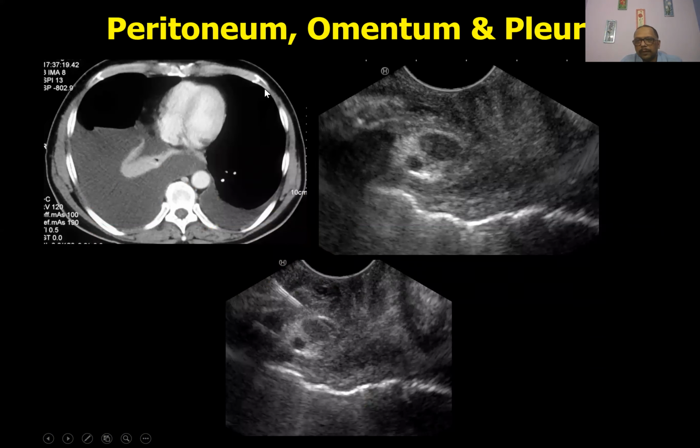Similarly, peritoneum, omentum, and pleura can also be sampled using an EUS. This is a patient with an undiagnosed pleural effusion. EUS could identify these pleural deposits along with pleural effusion, and sampling was done using a 22-gauge FNB needle and proven to be metastatic adenocarcinoma.